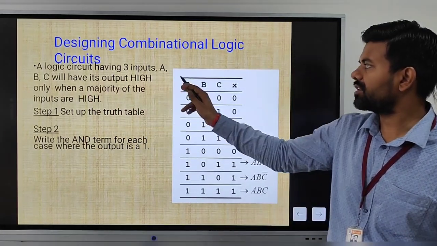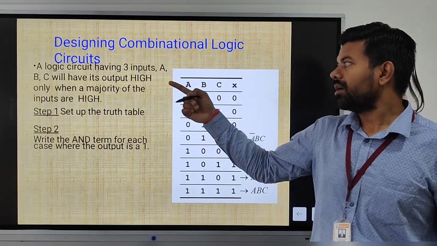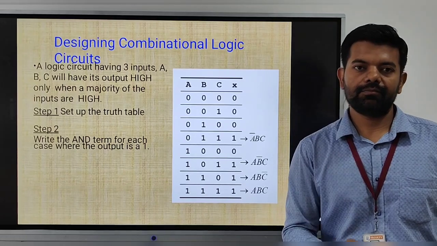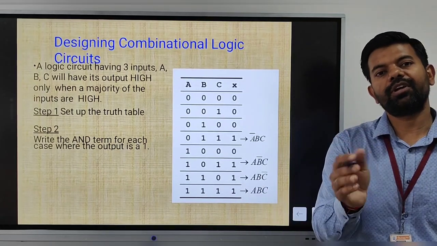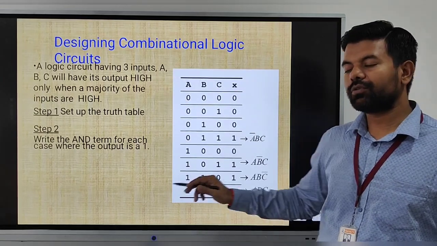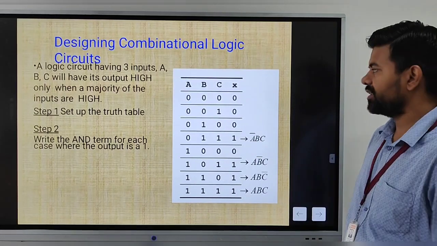The logic circuit having 3 inputs A, B and C will have its output high only when the majority of the inputs are high. This is the theoretical problem. Now we have to design the circuit for this problem. So first we have to design the truth table. See how we will design the truth table.